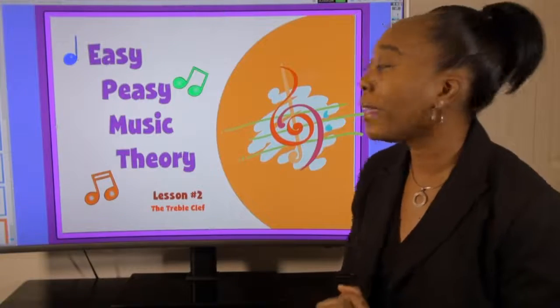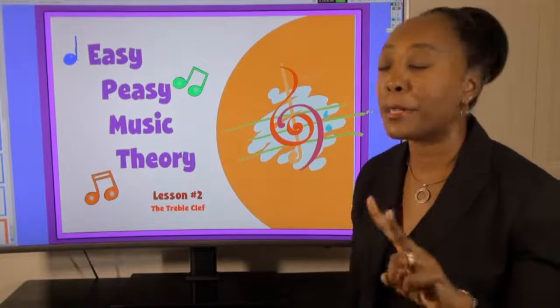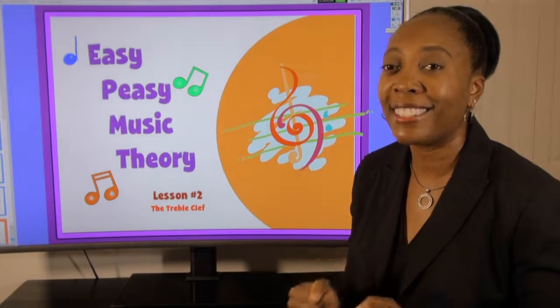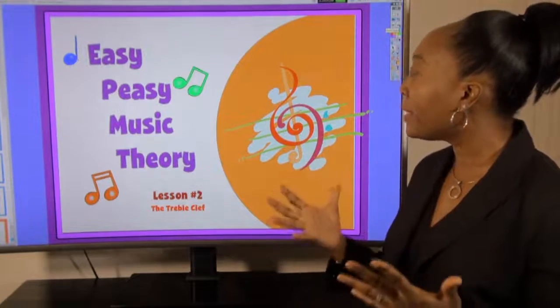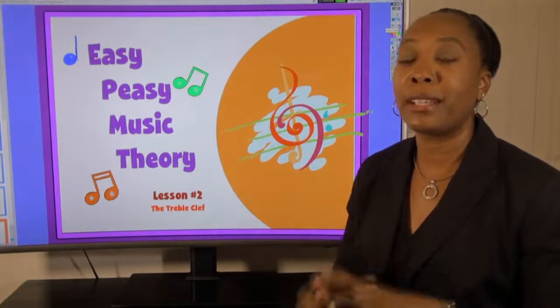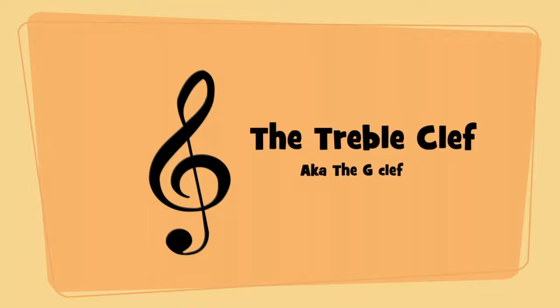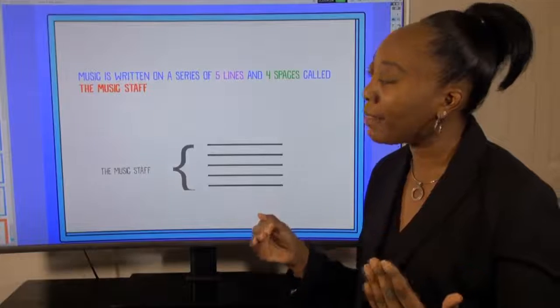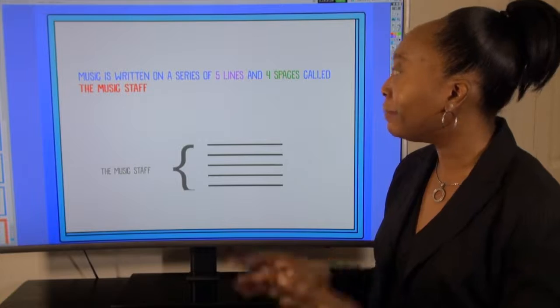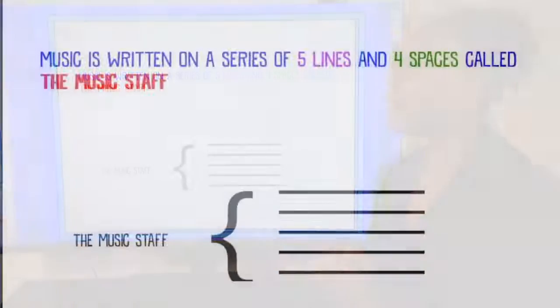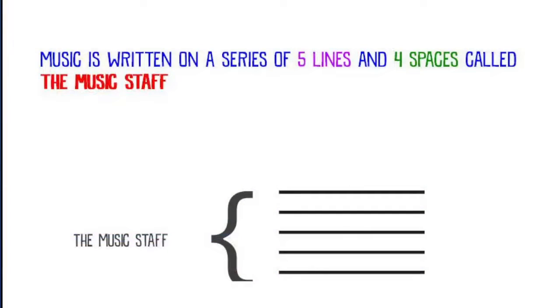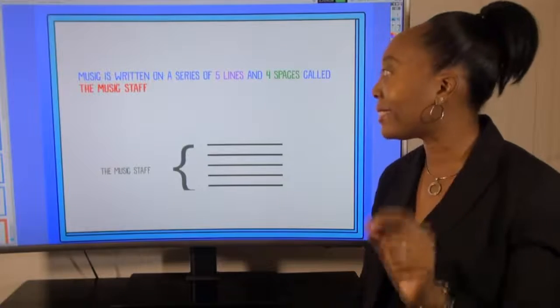All right, so here we are, lesson number 2. You are just moving along, yes. And so lesson number 2 is all about the treble clef. Yes, let me hear you say treble clef. Oh yeah, sounds really good. Now remember when we talked about that wonderful 5 lines, 4 spaces? That's right, the music staff.